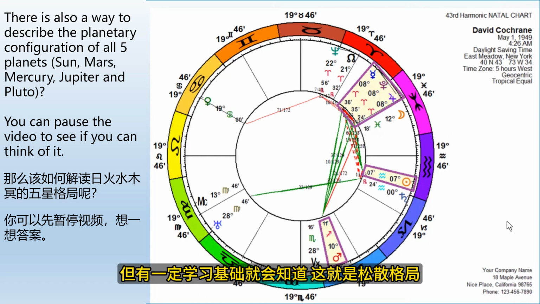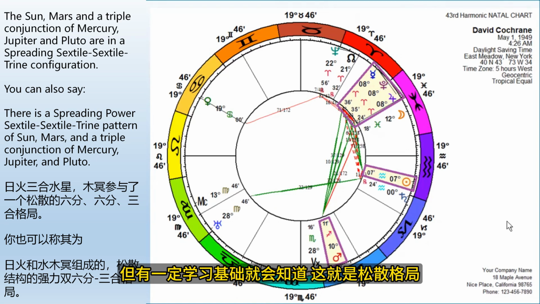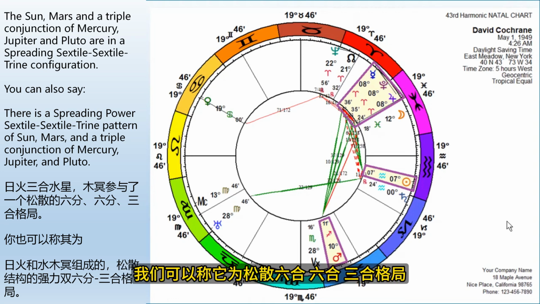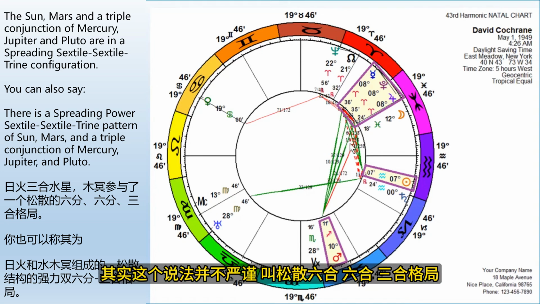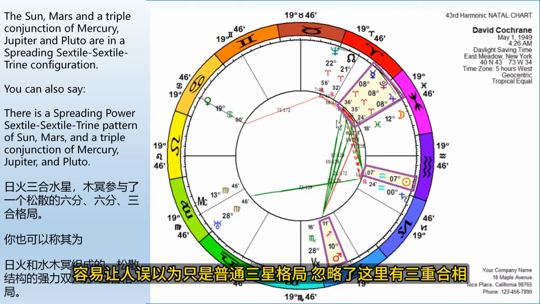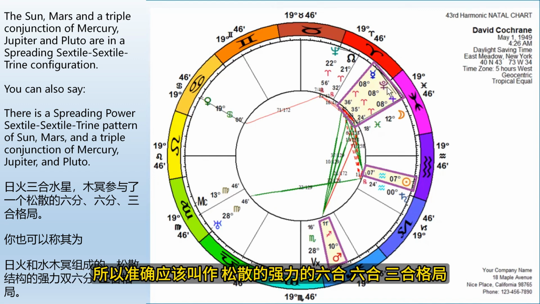learning VA for some time, you would know that this is a spreading pattern. So we can call this a spreading sextile trine. Actually, that's not a very good description, because if we call it a spreading sextile trine, that implies there are 3 planets, but we have a triple conjunction, so we can call it a spreading power sextile trine.